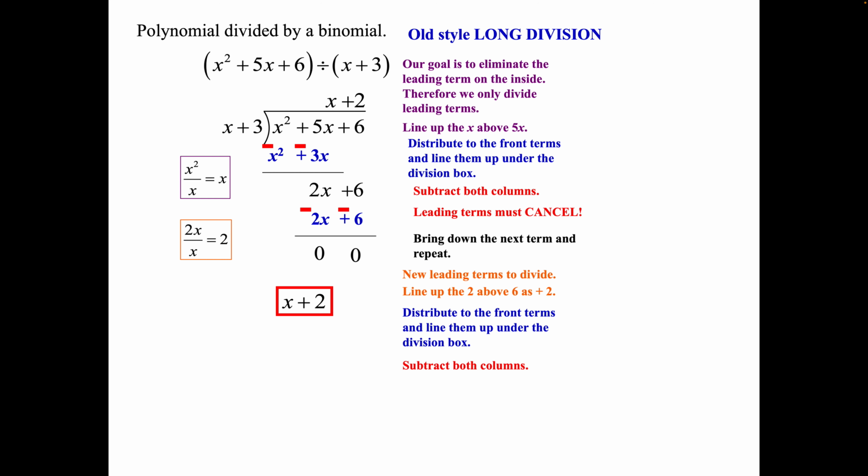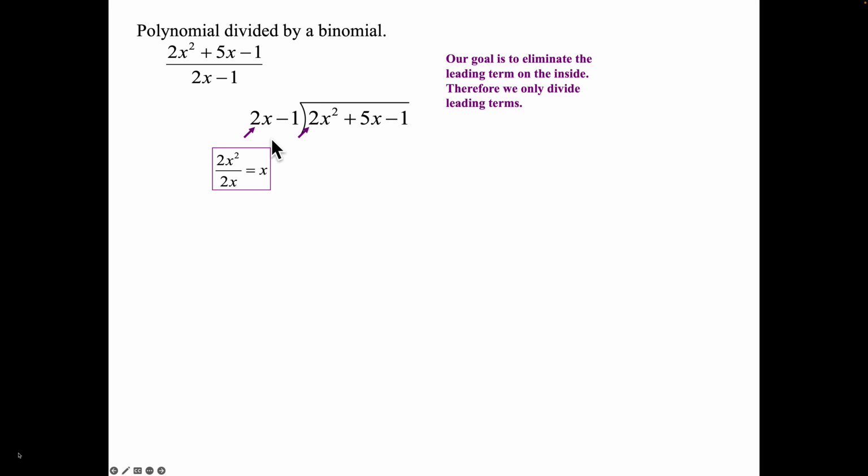All right, so we're off to the next example. 2x squared plus 5x minus 1 divided by 2x minus 1. Take the denominator, put it outside the long division box, take the top, put it on the inside. All my terms are here: x squared, x, and a constant. Ones place, tens place, hundreds place. Who do I divide first? My leading terms. 2x squared divided by 2x is x. X goes above the 5x.